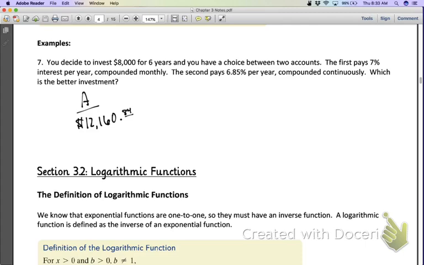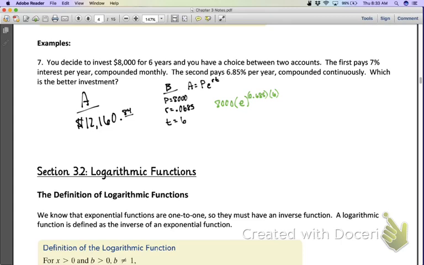Do the same thing with B. So with plan B, I don't have an n, so it's just A equals the principal times e to the rate times time power. In this case, principal was still the $8,000. My rate is now 0.0685, and then my time is still 6 years. So then 8,000 times e to the 0.0685 times 6 power.